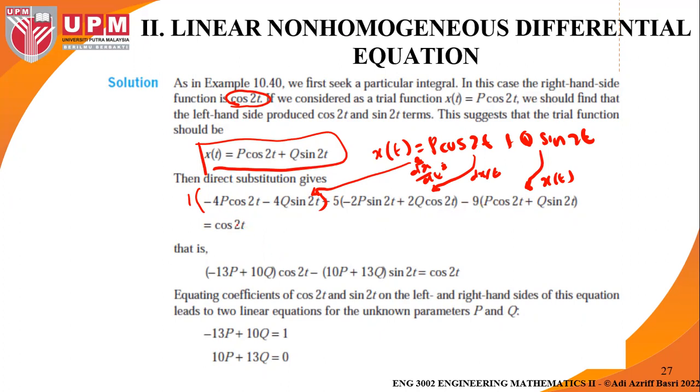So on the left side, you simplify and you will get negative 13p plus 10q cos 2t, minus 10p plus 13q sin 2t, and equal to cos 2t. So from here, you can compare the left and the right side. The first one is the cos 2t.